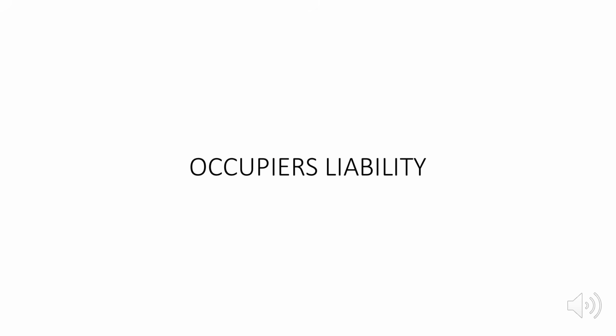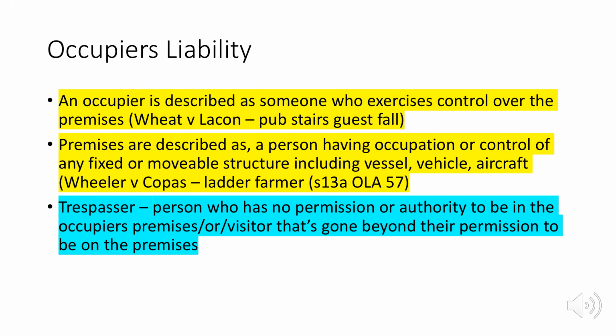Moving on to the other fault-based tort, you've also got occupiers' liability. An occupier is described as someone who exercises control over the premises. So Wheat v Laken. Premises are described as a person having occupation or control of any fixed or movable structure, including vessel, vehicle and aircraft. So Wheeler v Coppaster. And a trespasser is a person who has no permission or authority to be in the occupier's premises, or a visitor that has gone beyond their permission to be on the premises.